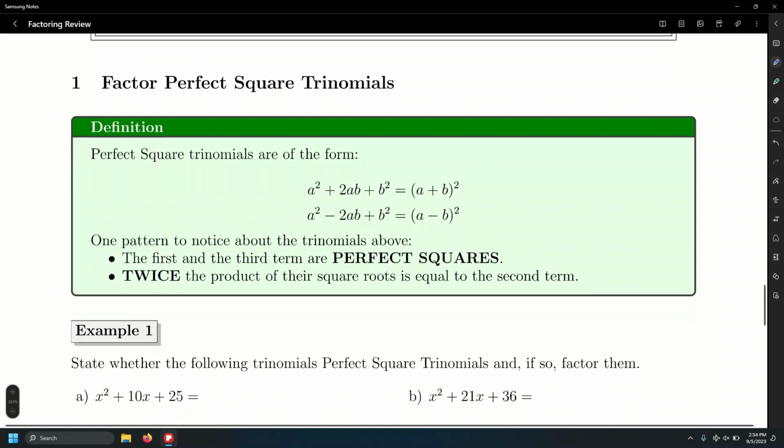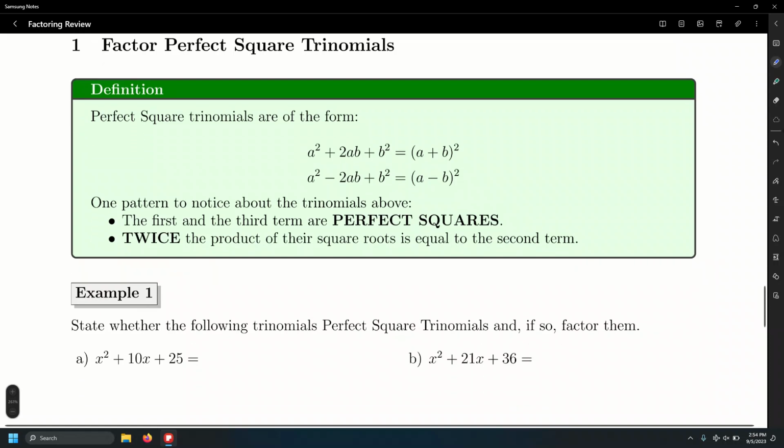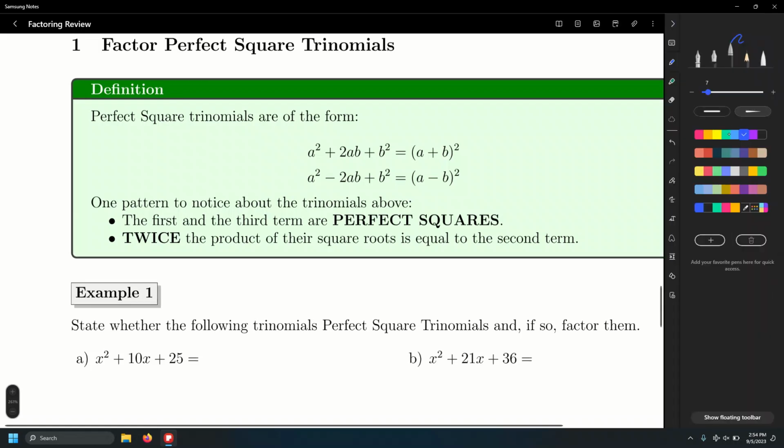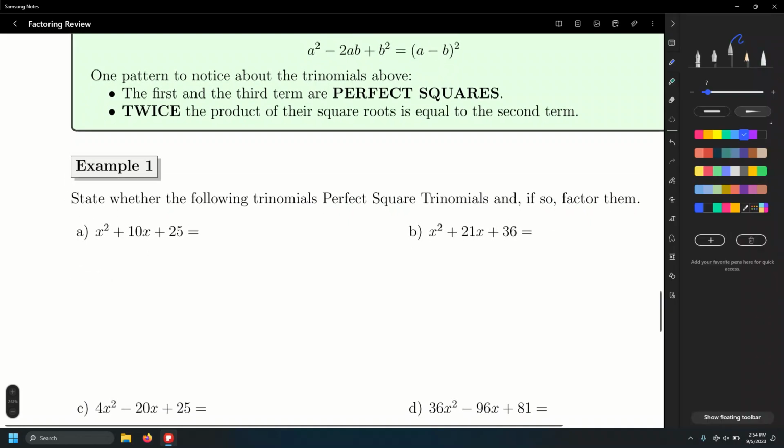Factor perfect square trinomials. Now we're going to see this backwards. This formula, do you see this? Do you recognize these two from the back side of the page? Well, they're now backwards because now we're going to start with a polynomial and we're going to turn this into products of a binomial square rather. And well, again, a pattern to notice about these trinomials above is, remember how we found out that the first and the third term are perfect squares? All right, and twice the product of the square roots is equal to the second term. All right, and that's how we are going to identify this as a perfect square trinomial. So this is how we perform the test, if you will. Now check this out.